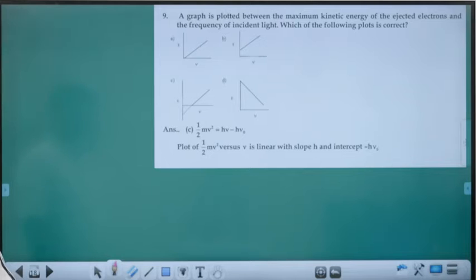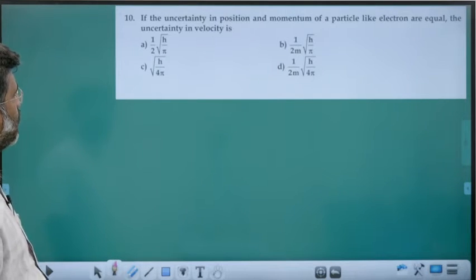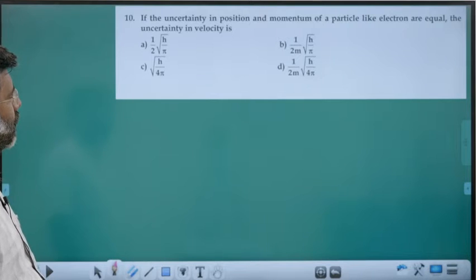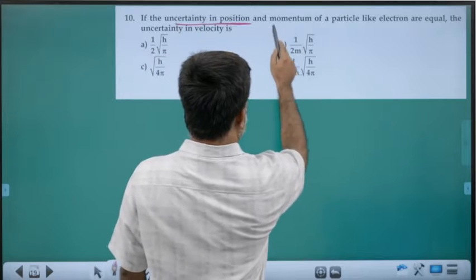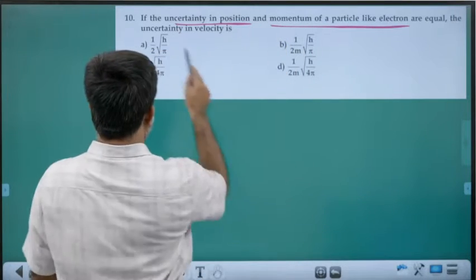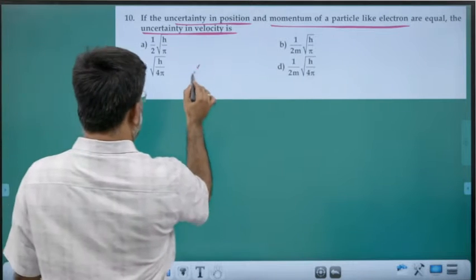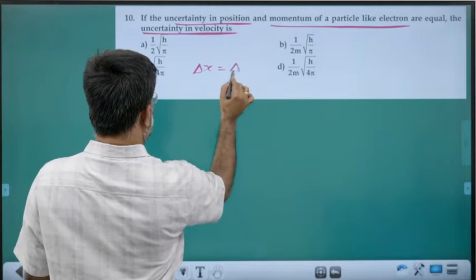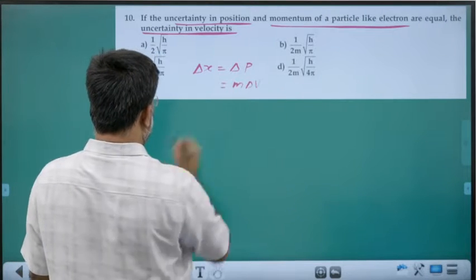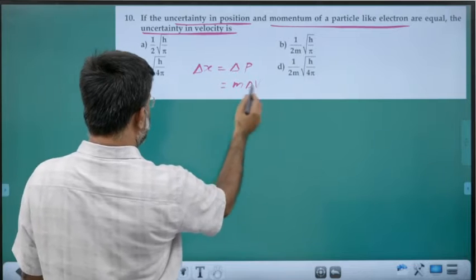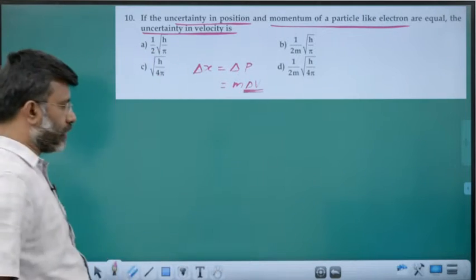Sorry. Next question. Uncertainty in position and momentum of a particle like an electron are equal. Uncertainty in velocity is asked. So it is given delta x is equal to delta p, that is equal to m delta v. So delta x is equal to m delta v, asking for uncertainty in velocity.